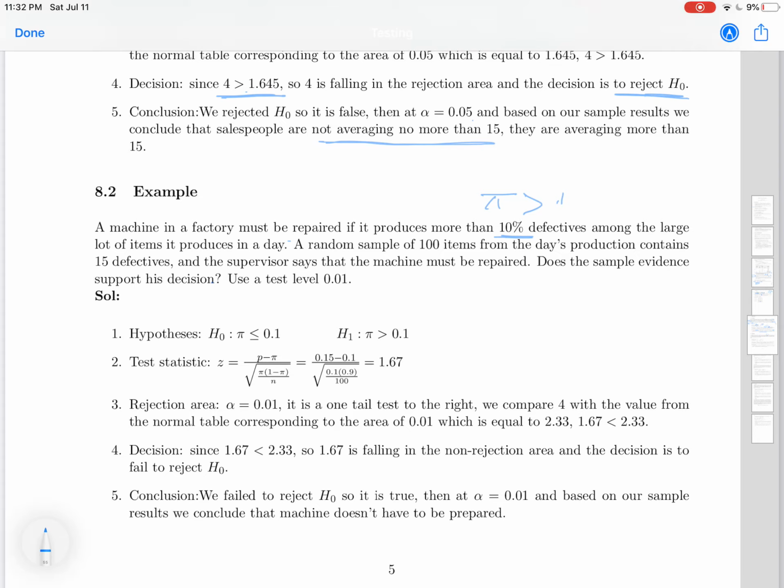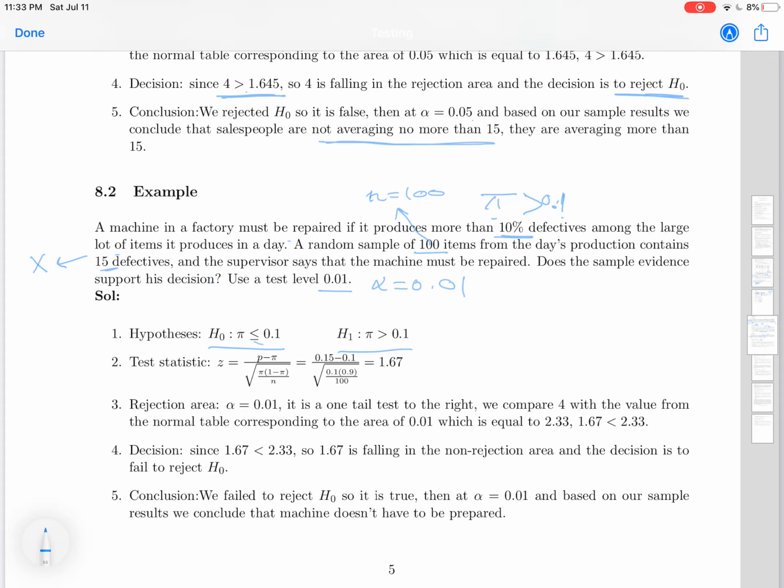Next example. A machine in a factory must be repaired if it produces more than 10% defectives. So this means pi more than 0.1. How did I know that they are talking about a proportion? It's from the wording of the question. I have 10%, a percentage of defectives. Among the large lot of items it produces in a day, a random sample of 100, so n is equal to 100, from the day's production contains 15 defectives, so here is x. I am interested in the number of defectives.